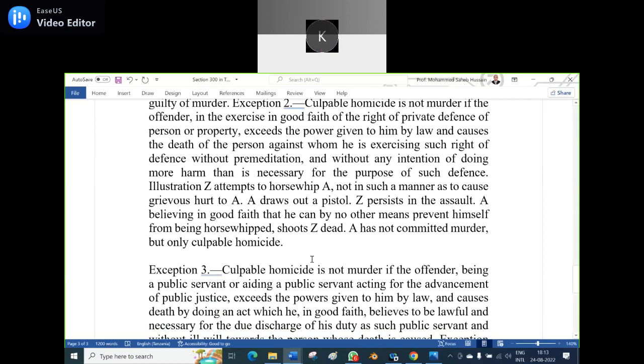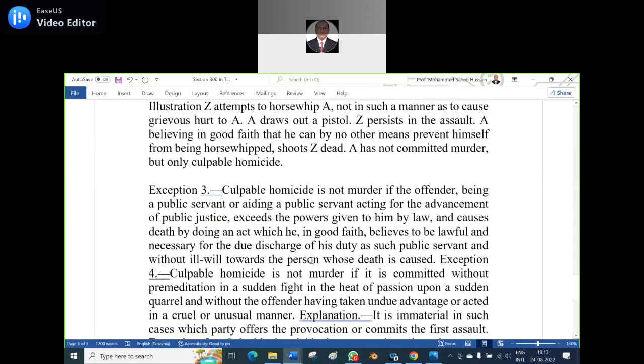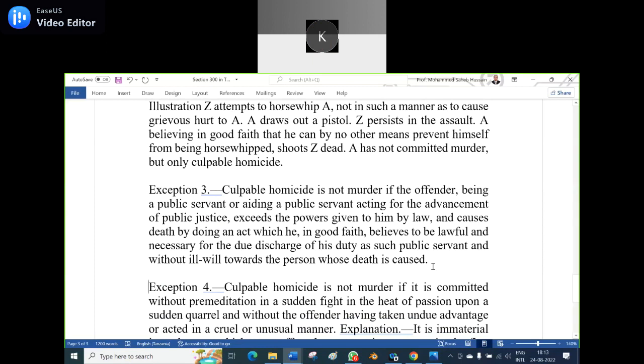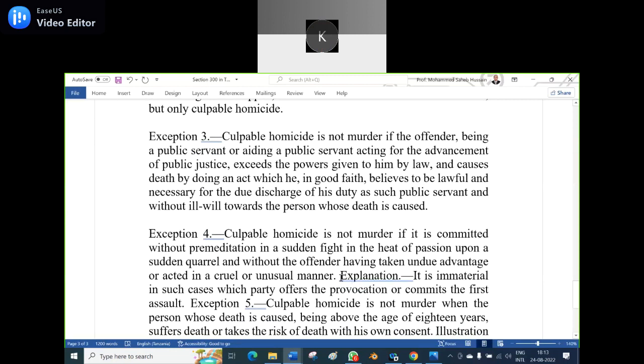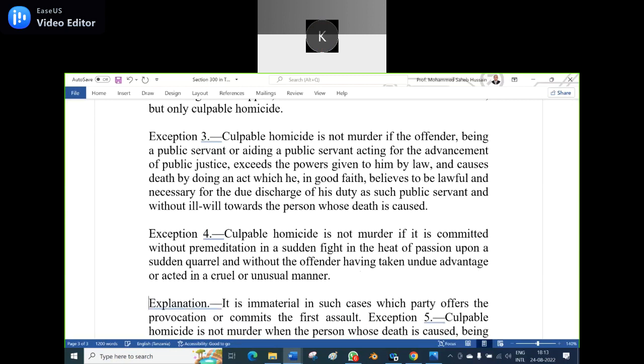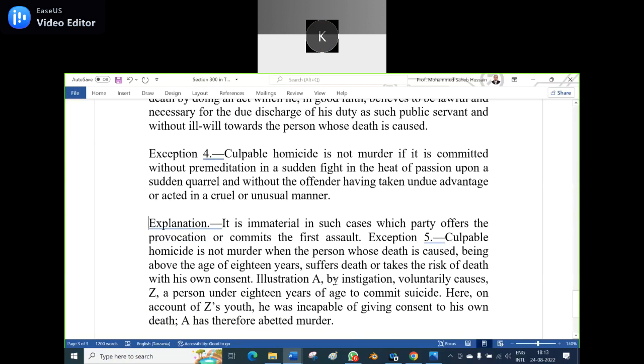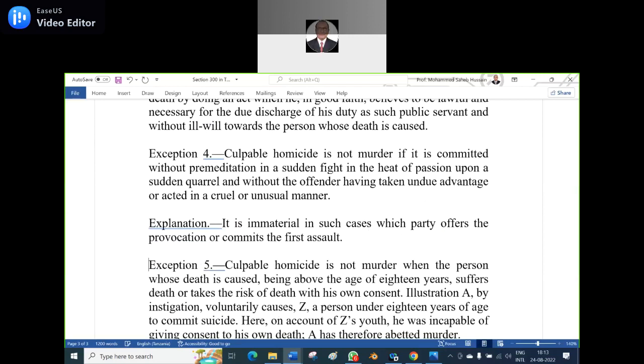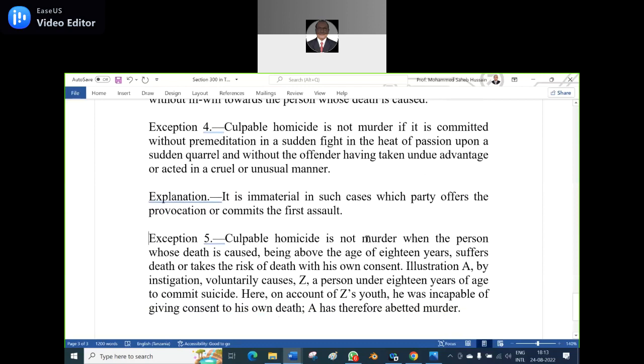One illustration also, sir. A soldier fires on a mob by the order of his superior officer, in conformity with the commands of the law. He has committed no offense, naturally, because he obeyed the law of his boss, and hence he cannot be made liable. So in this manner, it is immaterial in such a case which party offered the provocation or committed the first assault.